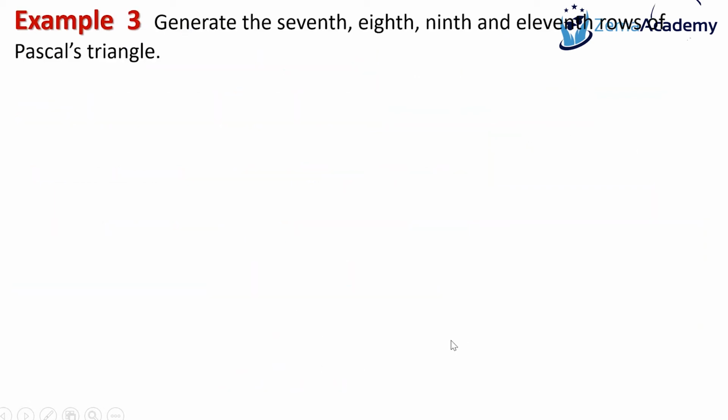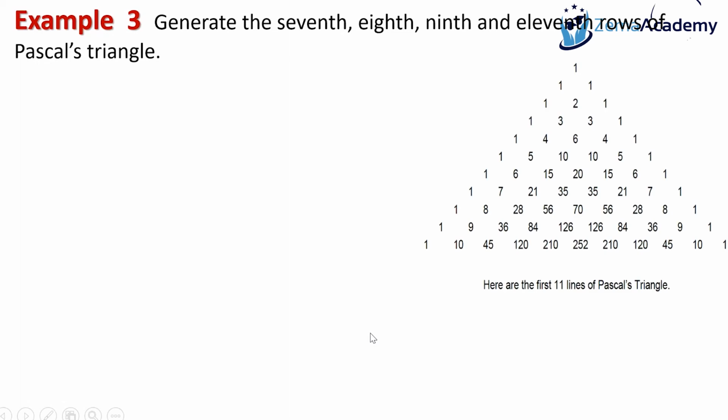So now let's generate the 7th, 8th, 9th and 11th row of the Pascal triangle. One of your colleagues just did it for the 5th term. I won't take a lot of time now because I will go to a higher problem also.